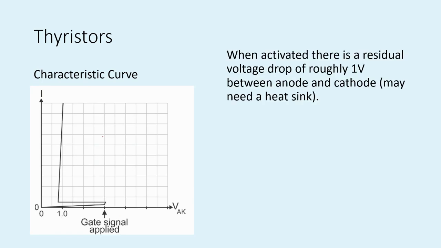Do notice that there is a residual voltage drop between the anode and the cathode. So whilst you have turned it on and your load is usually drawn above, like with the BJT, you've still got 1 volt going across the device.